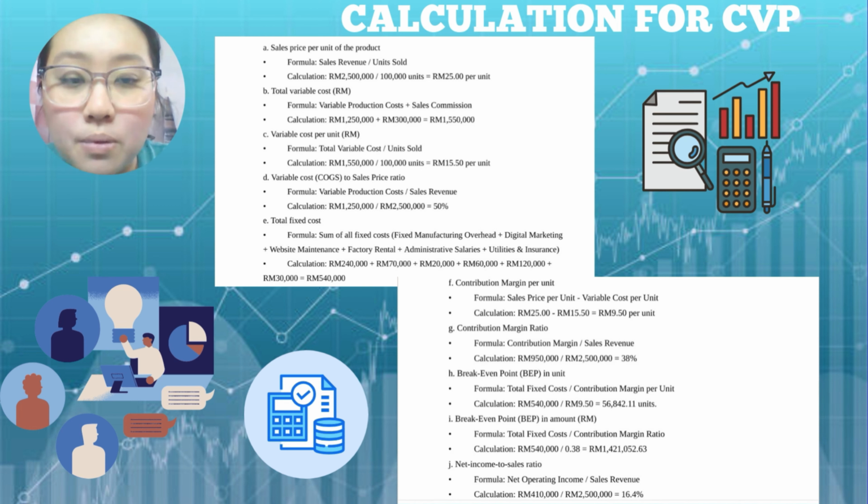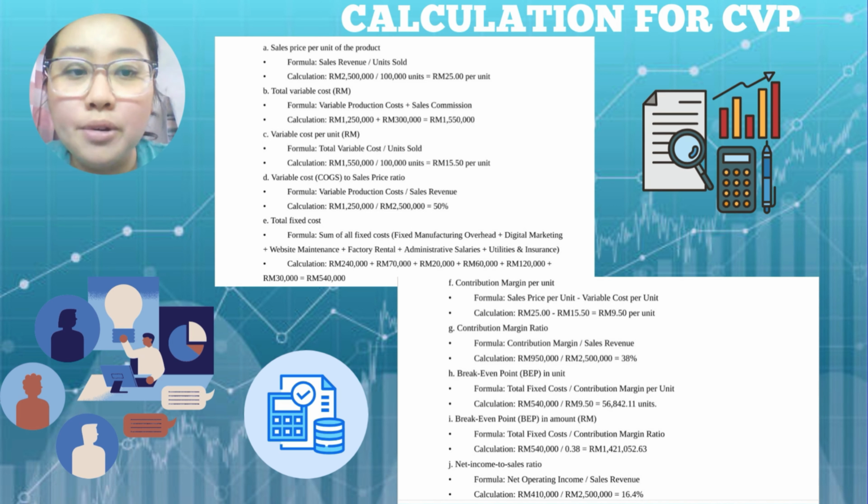Break-even point BEP in unit is 56,842.11 units. Break-even point BEP in amount is 1,421,052 ringgit and 63 cents. And the net income to sales ratio is 60.4%.